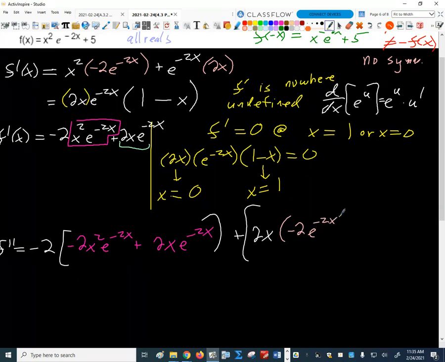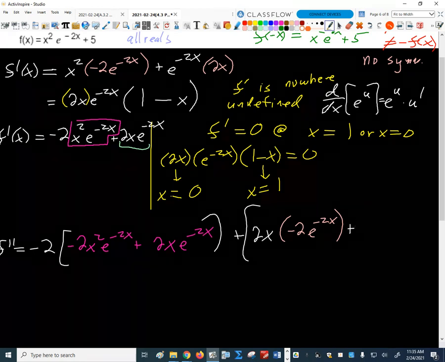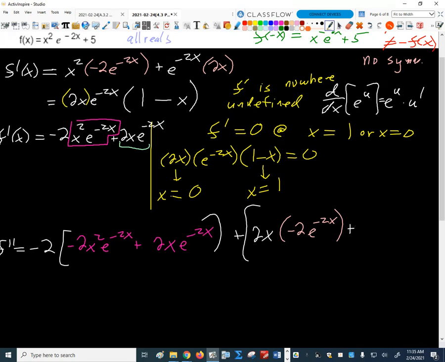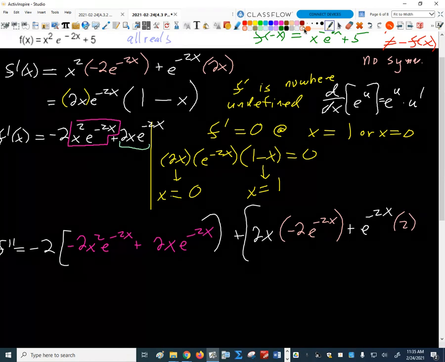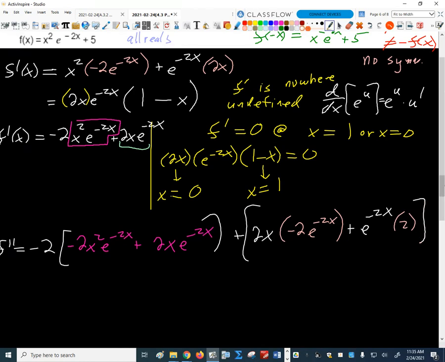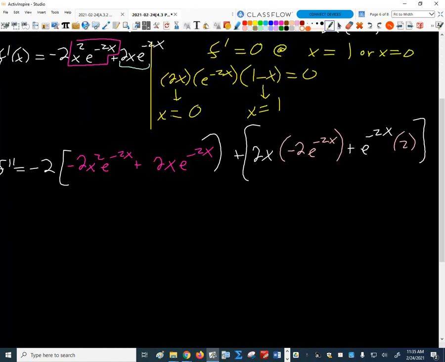We already did that work, didn't we? We'll recycle it here, plus e to the negative 2x times the derivative of 2x, which is 2. Okay, so there's our second derivative. Let's clean this up here.